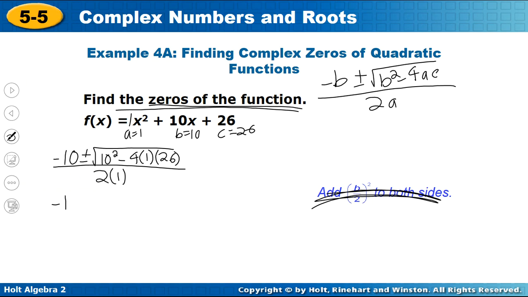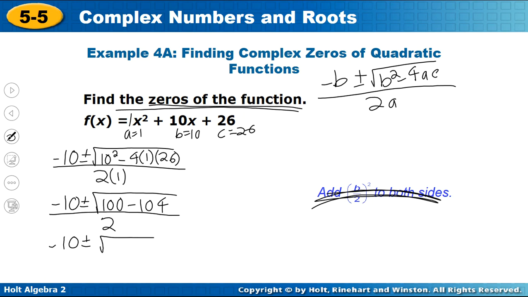So if I simplify, I still have negative 10 plus and minus, but let's focus our attention on the inside of the square root. 10 squared is 100. And 4 times 1 times 26, so 4 times 26 is 104, so minus 104, all divided by 2. So again, if I keep simplifying the inside of the square root, it's negative 10 plus or minus the square root of 100 minus 104. 100 minus 104 is negative 4, over 2 still. Alright, so now we come to the issue where we have the square root of a negative. That's the imaginary thing that we're going to have to fix.